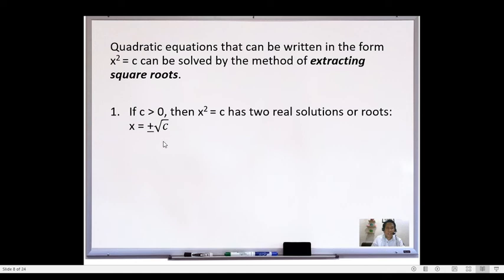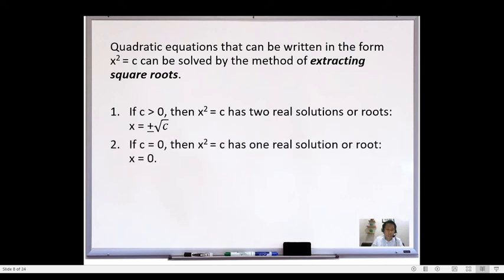So our first case, if c is greater than 0, then x squared is equal to c has two real solutions or roots, and that is x is equal to the positive and negative square root of c. Let's proceed to the second case. If c is equal to 0, then x squared is equal to c has one real solution or root, and that is only x is equal to 0.